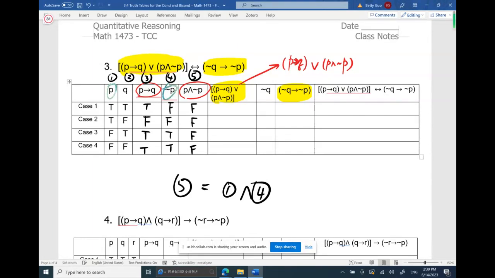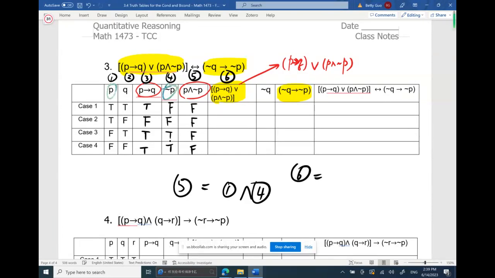Okay? Think about why. P and not P is a self-contradiction. Because it's not possible for P and not P to both be true, since they must have opposite values, right? So P and not P is a self-contradiction. Okay, so now we have the 2 pieces. So this is column 6.